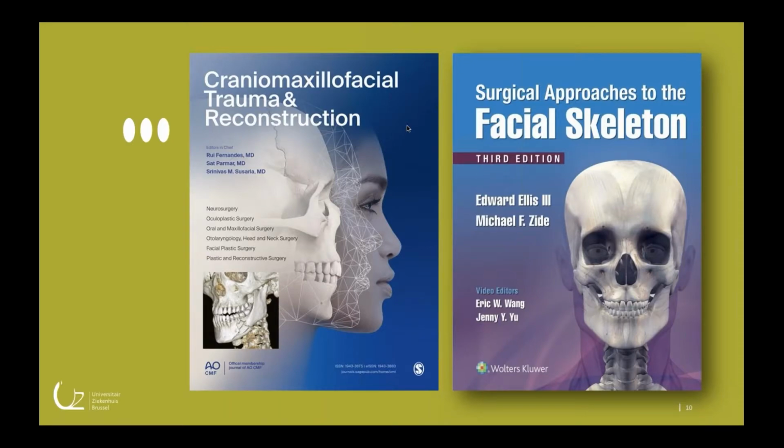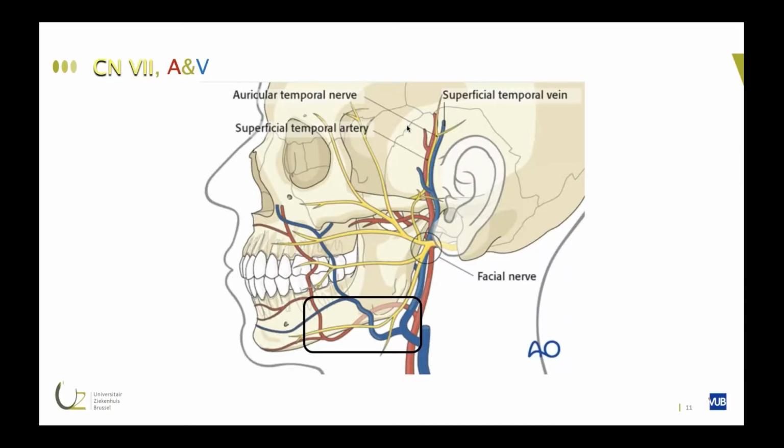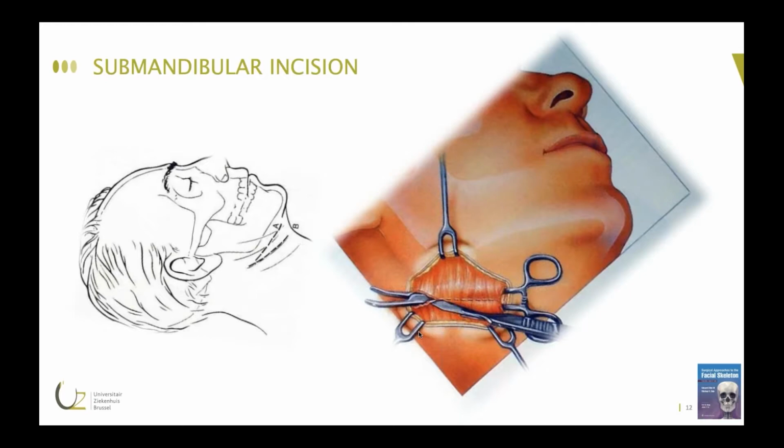Let's discuss accesses. I used images from the AO syllabus and from Ed Ellis' book. Important structures to consider are the facial nerve and some branches of the external carotid artery and internal jugular vein. The vertical ramus is approached via a submandibular or retromandibular incision. Let us consider the submandibular incision first. It can be parallel to the mandibular border or within a skin wrinkle.